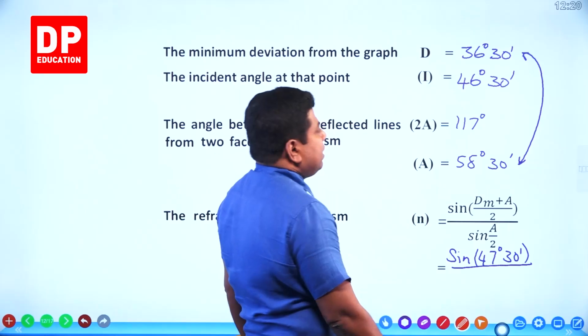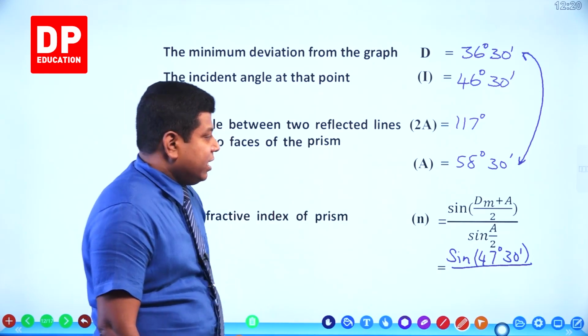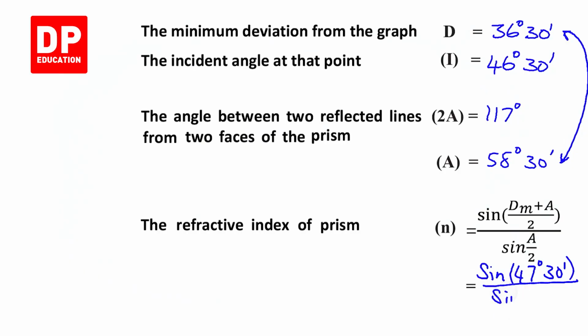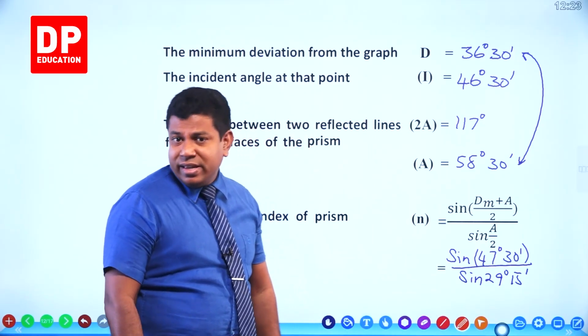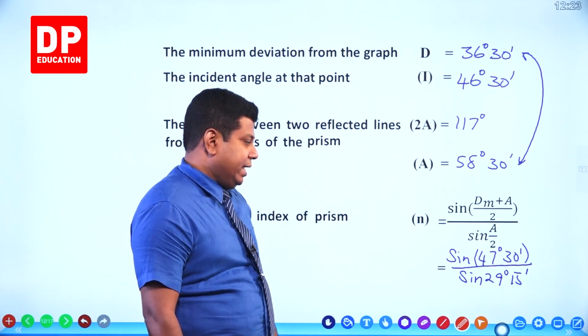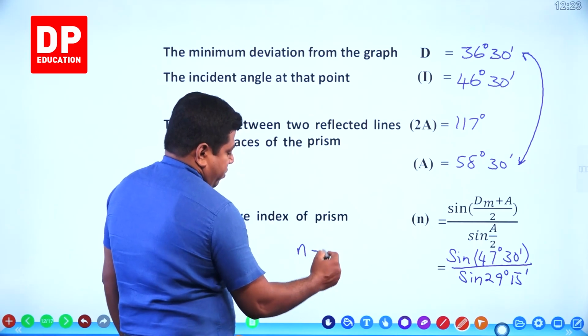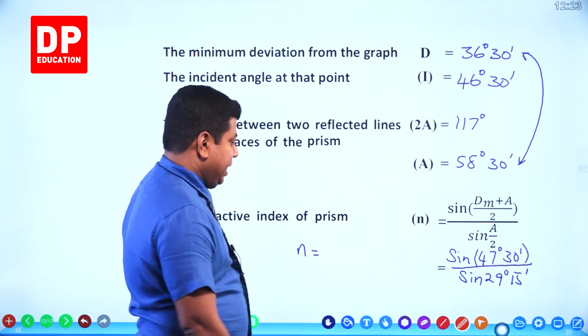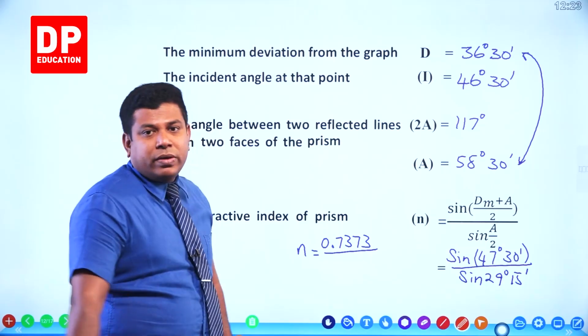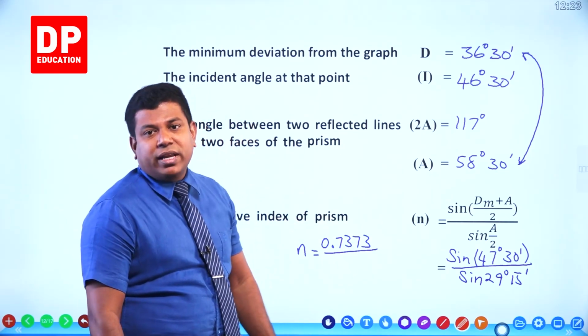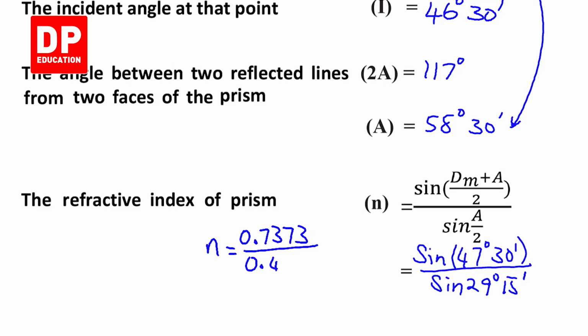Divided by sin A by 2. A is 58, 30 by 2 means sine 29, 15 minutes. Now this you can use your sine tables and find 47, 30 degree. If you find the correct values, using the sine table we are getting 0.7373 for that, and then for sine 29, 15 you get 0.4886. Divide them, you are getting 1.509 is what we are getting. If I round it to 2 decimals, 1.51.